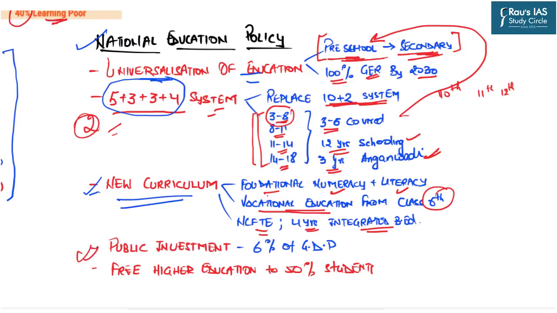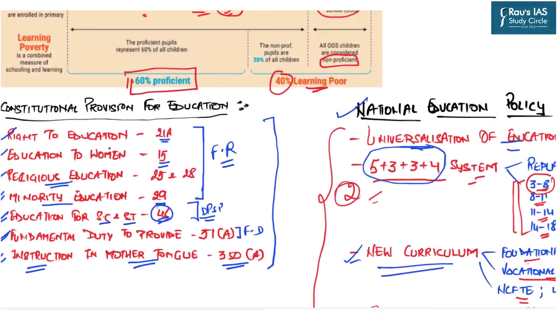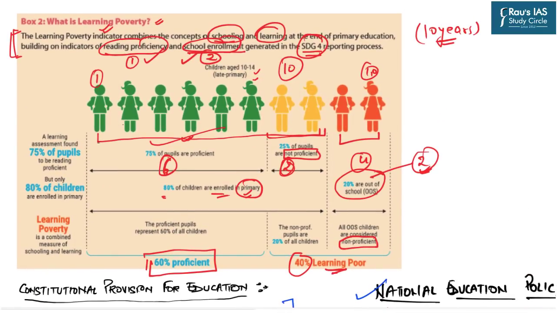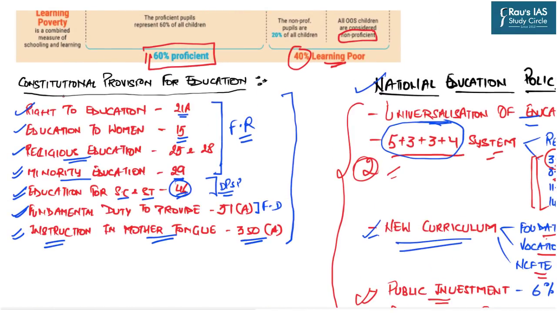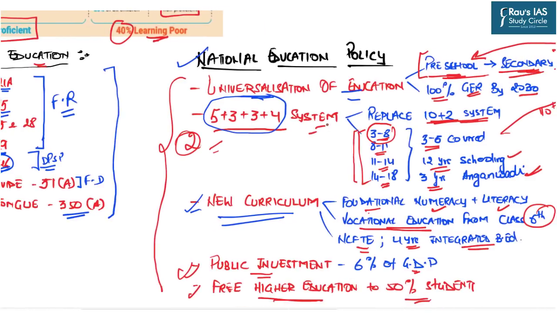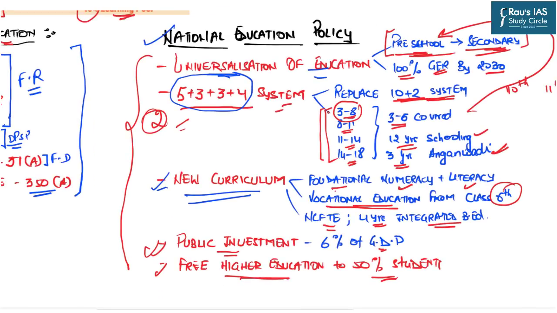Next, it also aims to increase the public investment up to 6% of the GDP, as well as to provide free higher education to 50% of all the students. So these are the important provisions and objectives of the National Education Policy which you should be aware of. So under this session we have dealt with the poverty gap, the concept as well as the mechanism to measure learning poverty. Next we read about the constitutional provisions associated with providing education. And in the last, we discussed some of the important features of our National Education Policy.